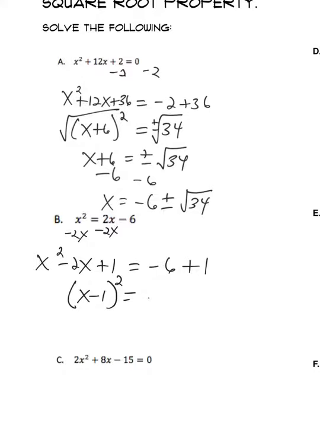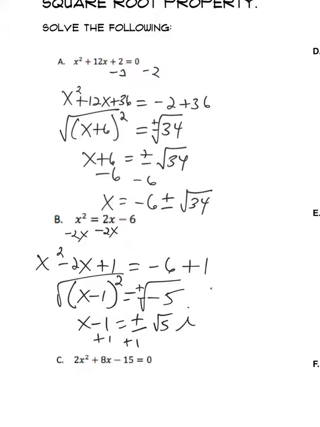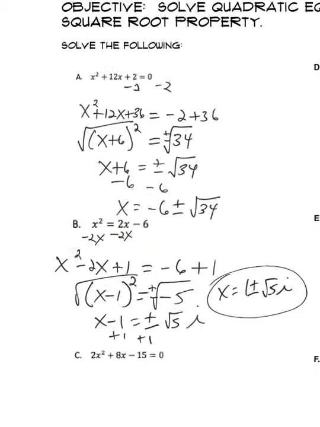Negative 6 plus 1 is negative 5. Take the square root, plus or minus. And then I'm going to have x minus 1 equals plus or minus the square root of 5i. Add 1 to both sides. My answer will be x equals 1 plus or minus radical 5i. Two solutions for that one.